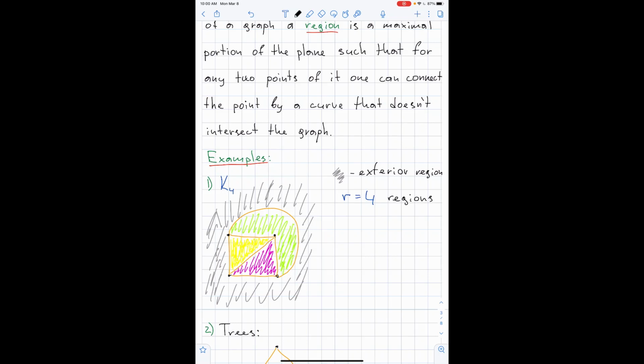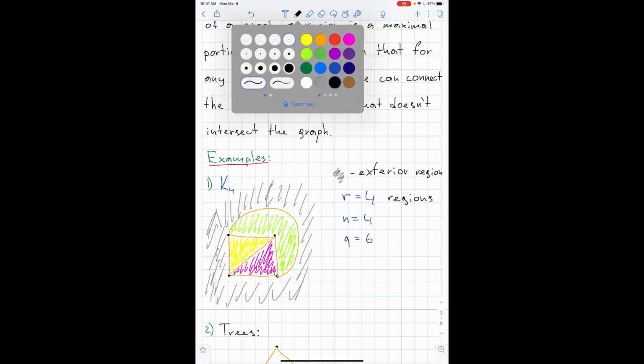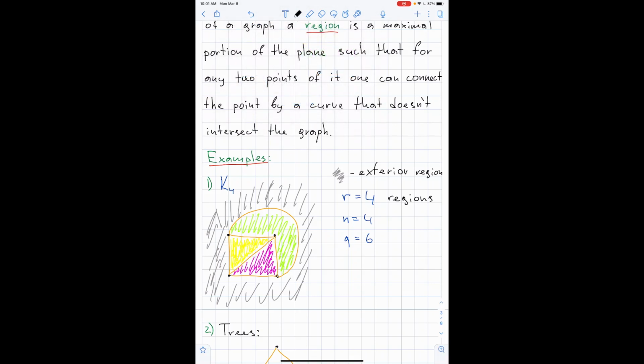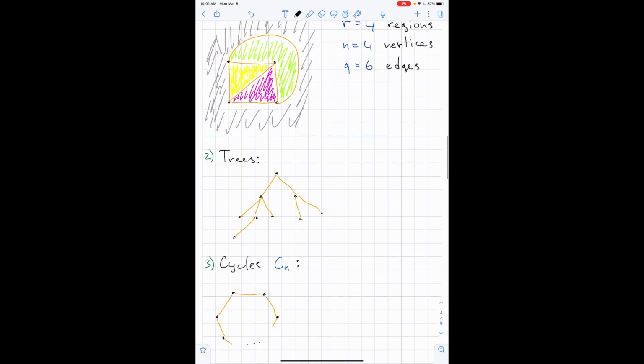And I also want to record how many. So we have 4 vertices, and we have how many edges? 1, 2, 3, 4, 5, 6 edges. 4 vertices and 6 edges.